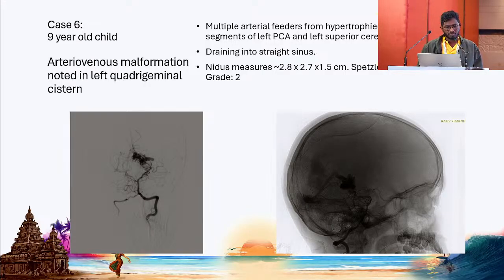This is another case, a 9-year-old child with an AVM in the left quadrigeminal region, with feeding artery from the left PCA, and similarly embolized.